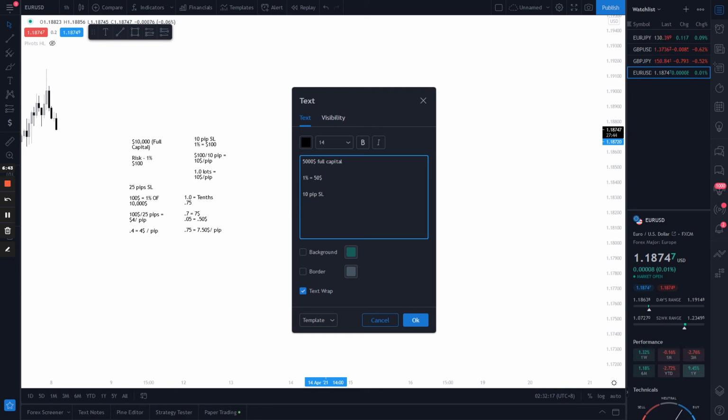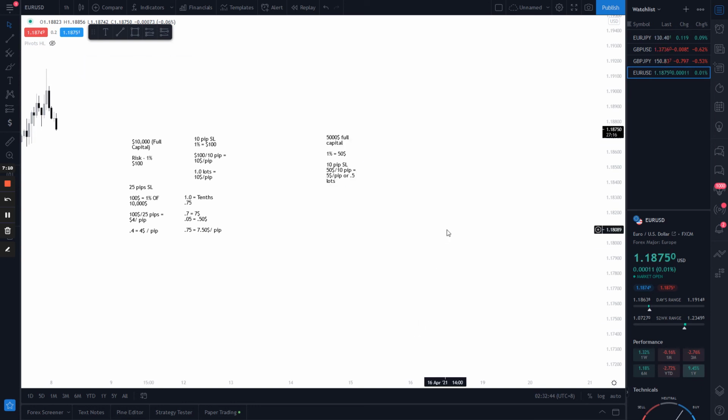My question here is, what lot size do we put for a 10 pip stop loss with a $50 risk, or 1% of our $5,000 capital? Simple. $50, you divide this by 10, which equals $5 per pip, or in our lot size, it's 0.5 lots. So that is the basic understanding of how you calculate your lot sizes in accordance to the amount of risk that you're taking.